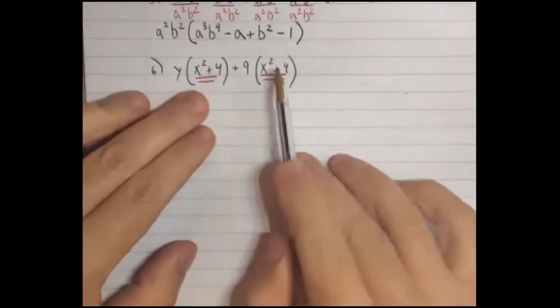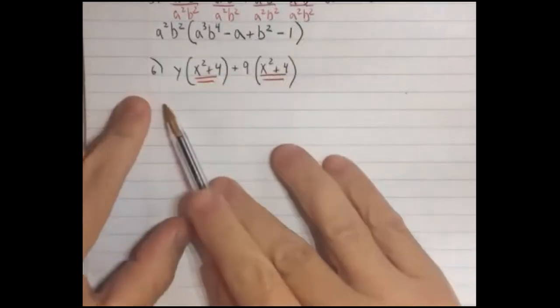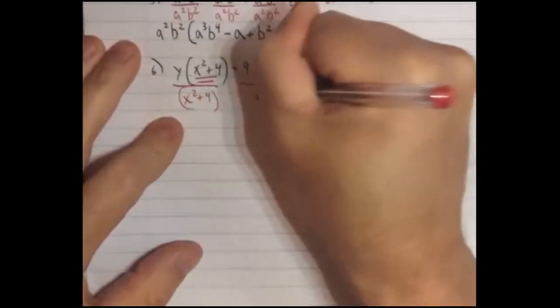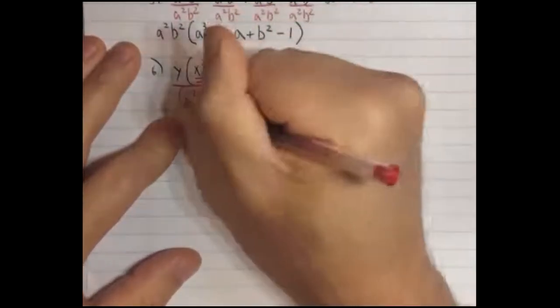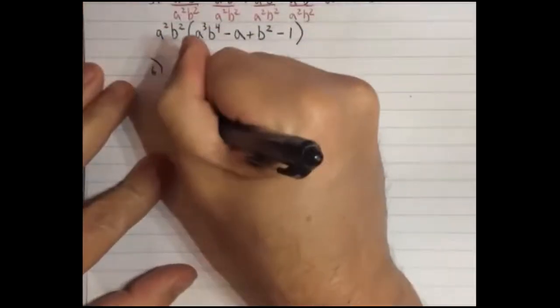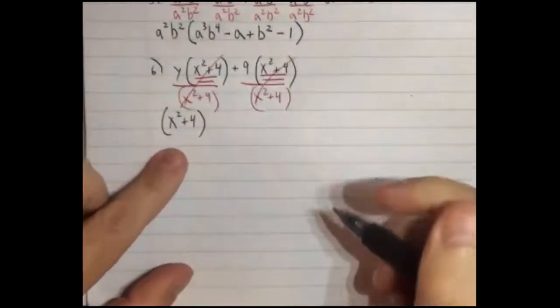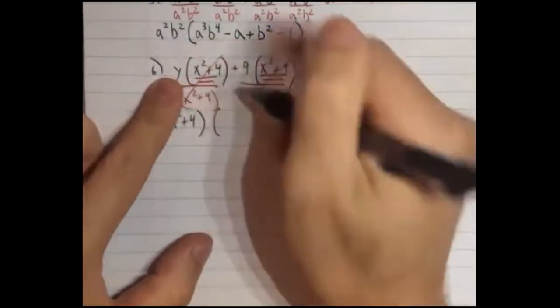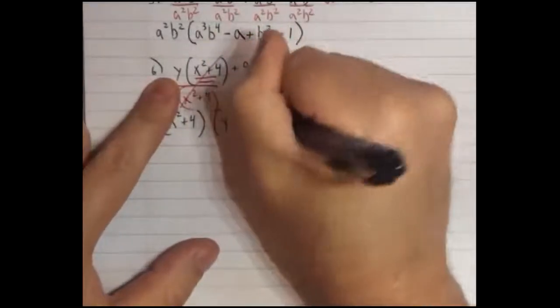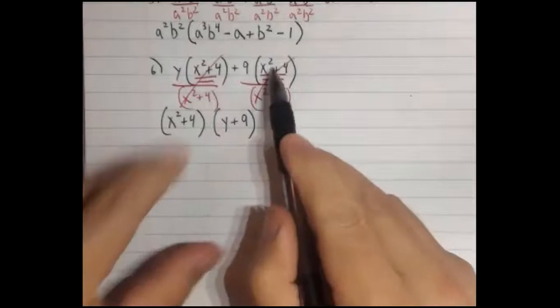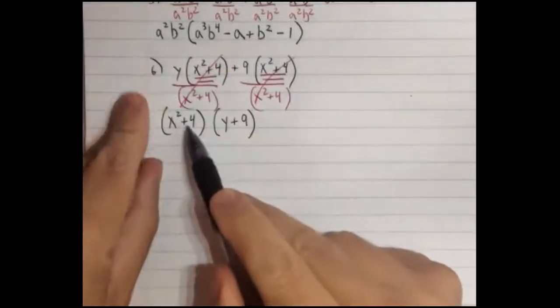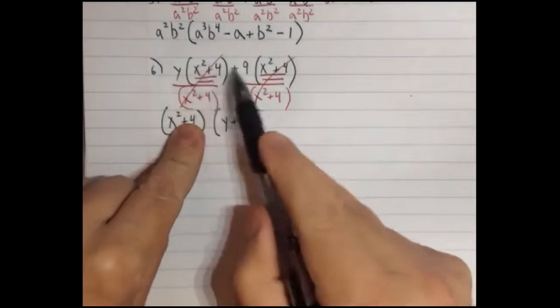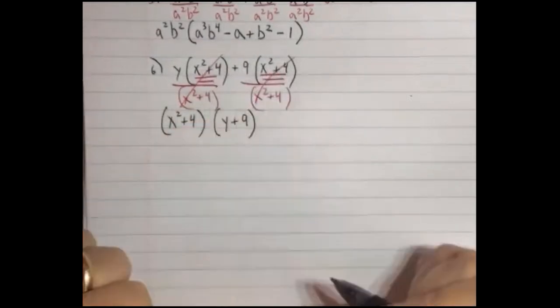So if this is what they both have in common, I can factor this out. Okay, I can pull this. In other words, I can divide x squared plus 4 into both of these problems, right? And then this would cancel out, this would cancel out. So if I'm pulling out an x squared plus 4, what's actually left? Well, I'm left with y plus 9. So again, if that's the same, that's what I pull out. And then what's left once I pull that out is just whatever's in front of those same parentheses there.